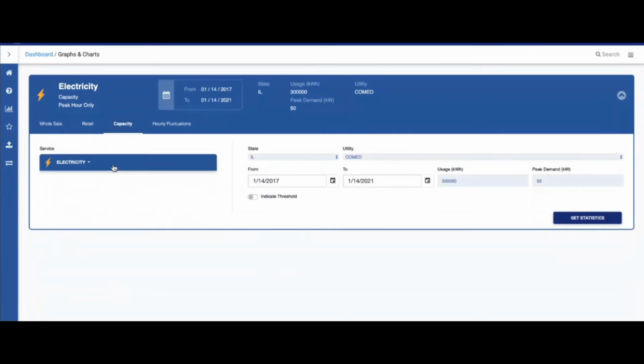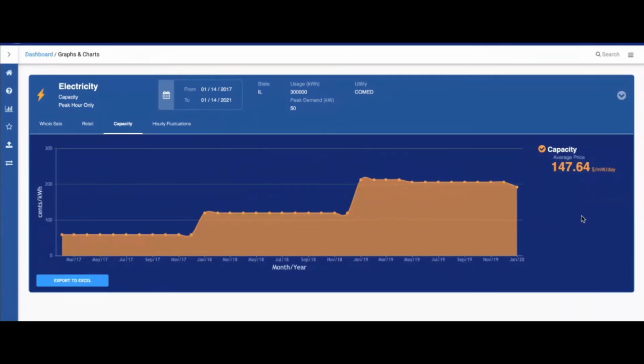Next tab is capacity. If I look at capacity, first of all, electricity is pre-selected because there's no capacity for gas. You can get stats for capacity and look at the prices of capacity in the future up to now. That's the average price of capacity in ComEd. We're looking at that market right now, and it's dollars per megawatt per day. That's the unit. So $147.64 per megawatt per day is the price of a megawatt of capacity per day currently in this territory.